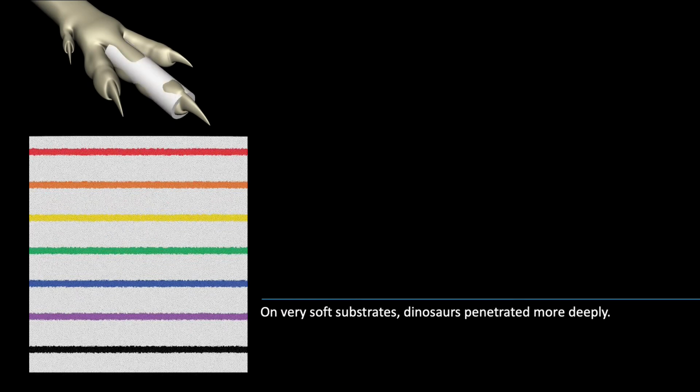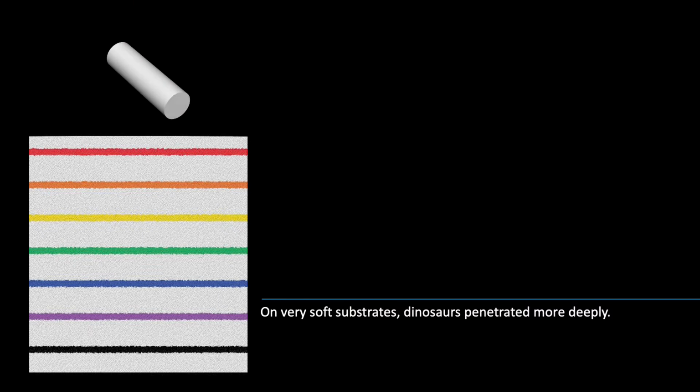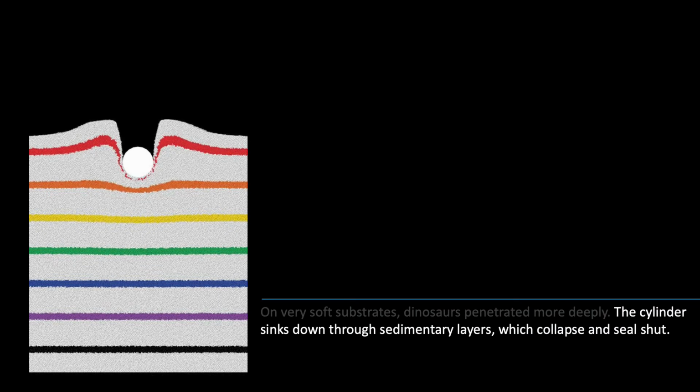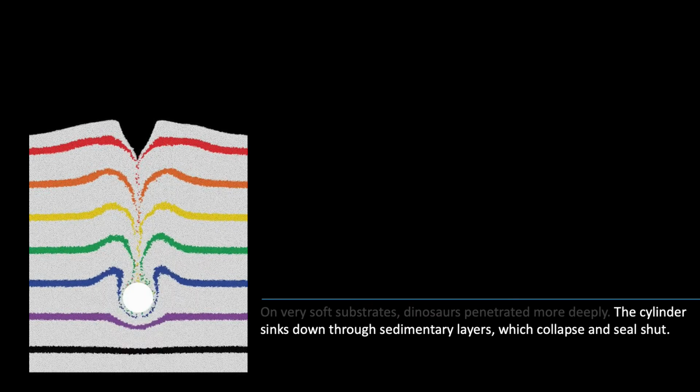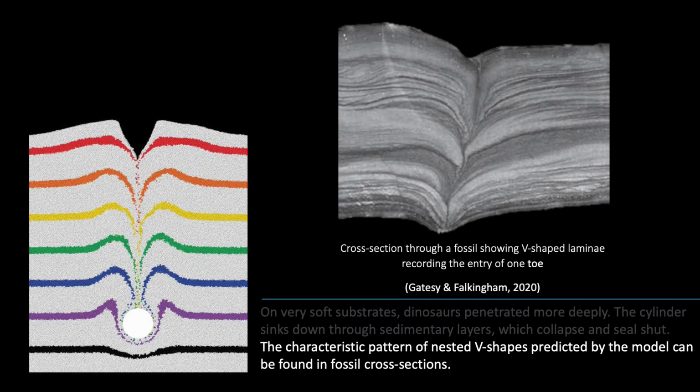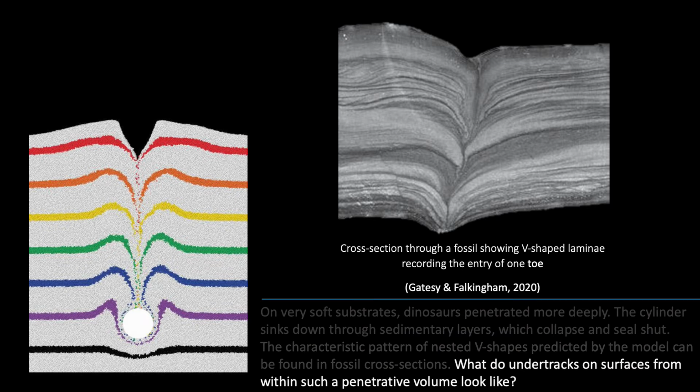On very soft substrates, dinosaurs penetrated more deeply. The cylinder sinks down through sedimentary layers, which collapse and seal shut. The characteristic pattern of nested V-shapes predicted by the model can be found in fossil cross-sections. What do undertracks on surfaces from within such a penetrative volume look like?